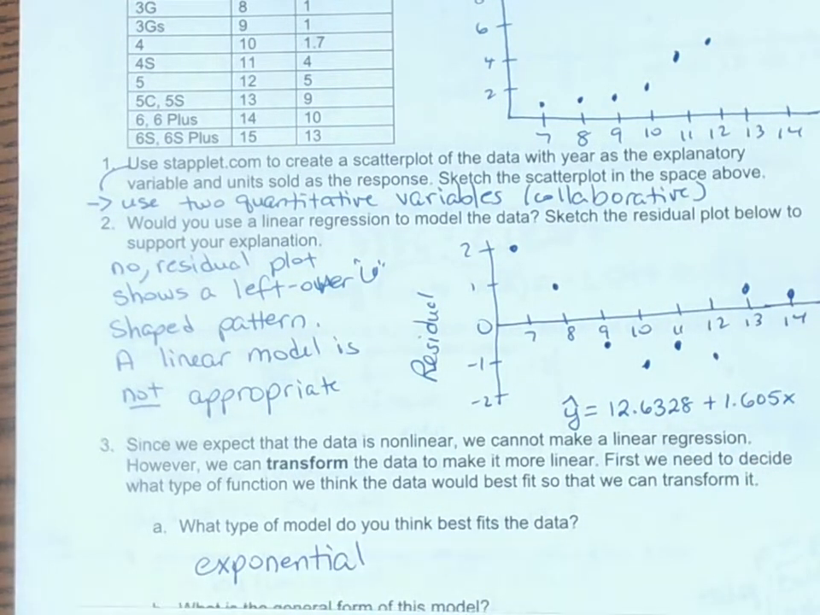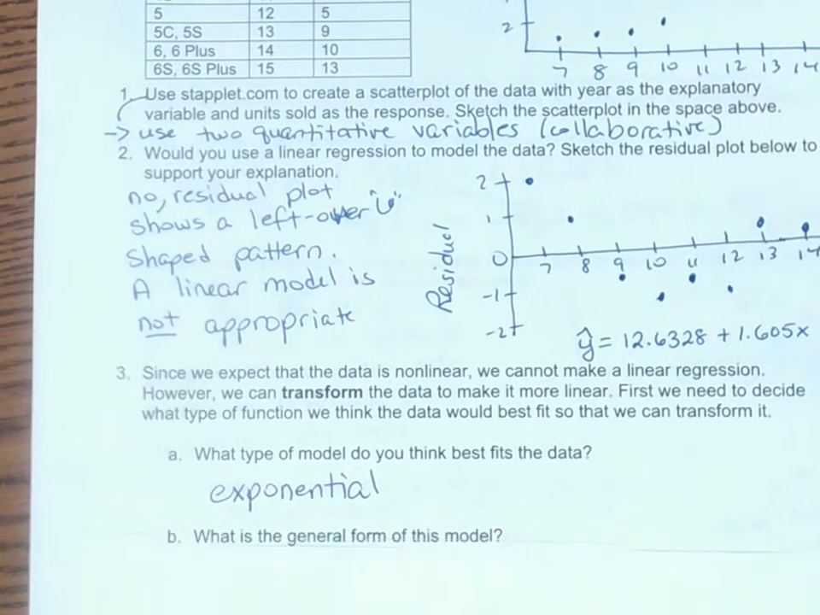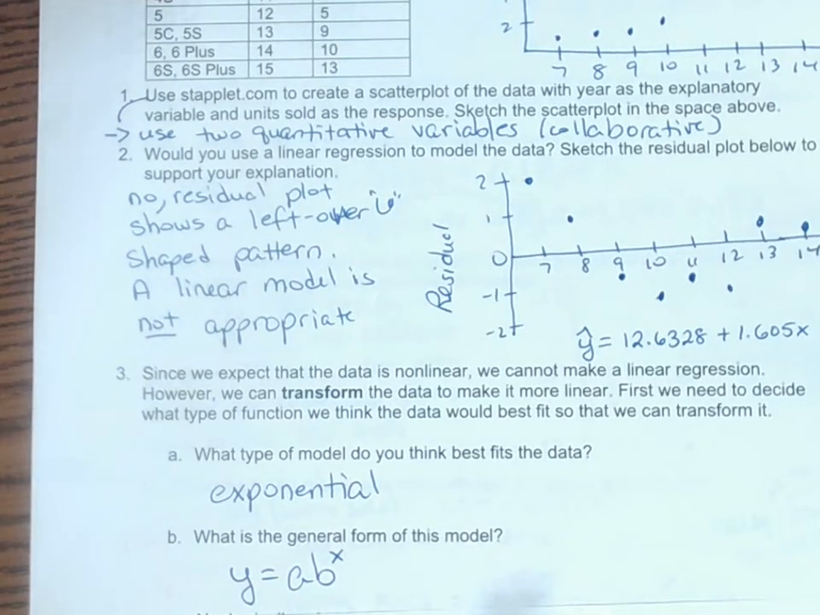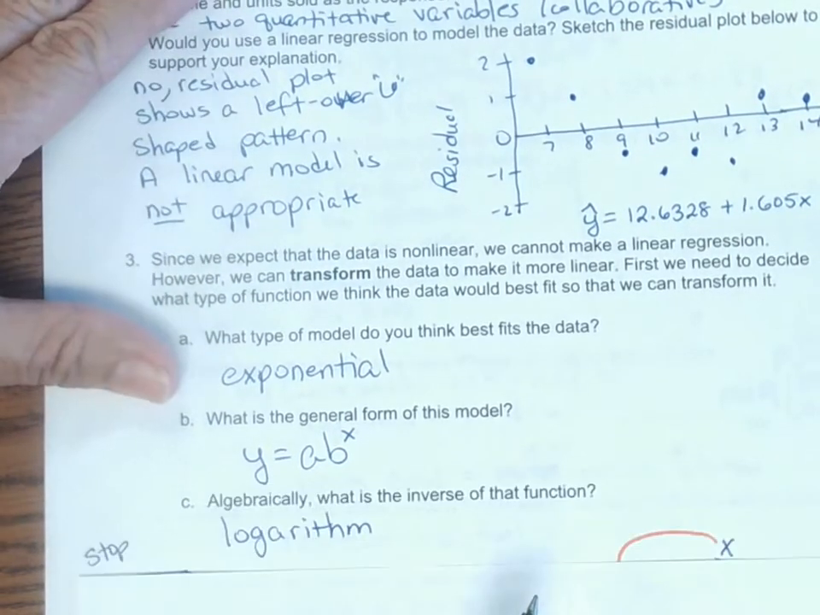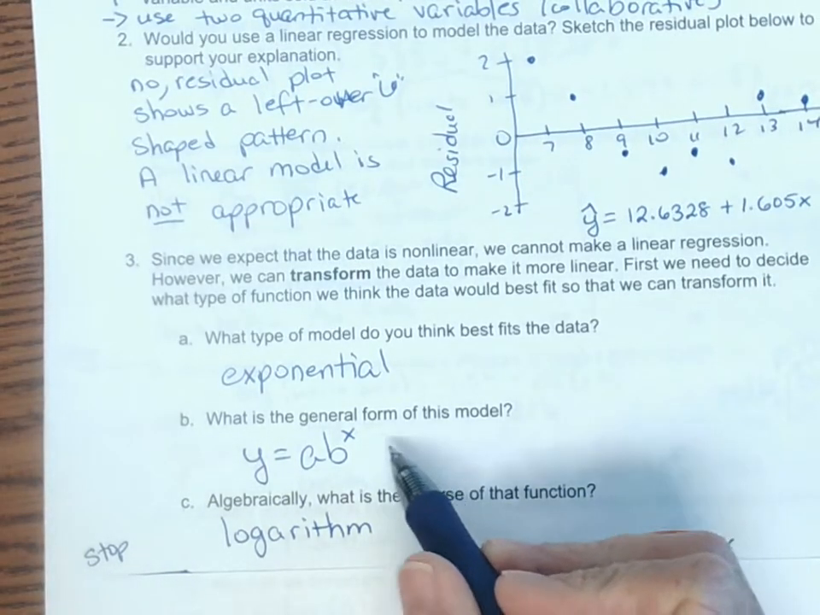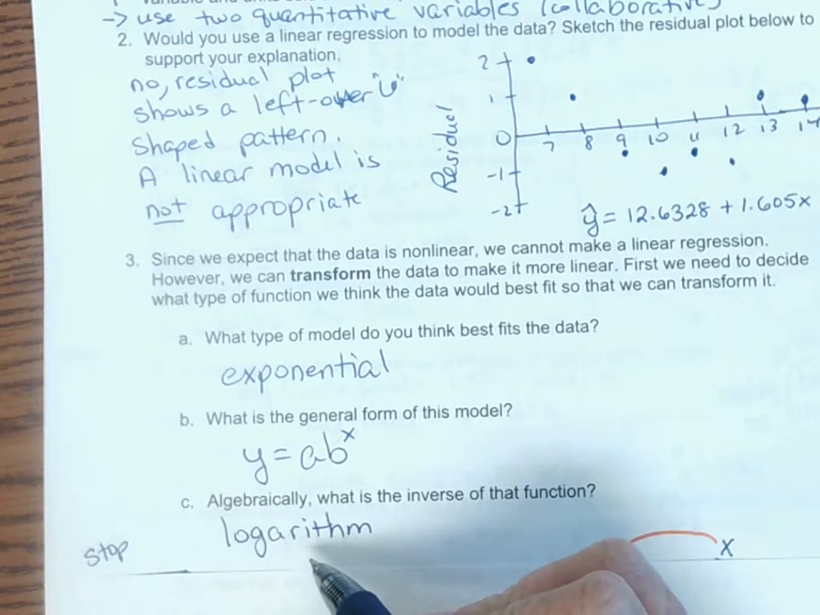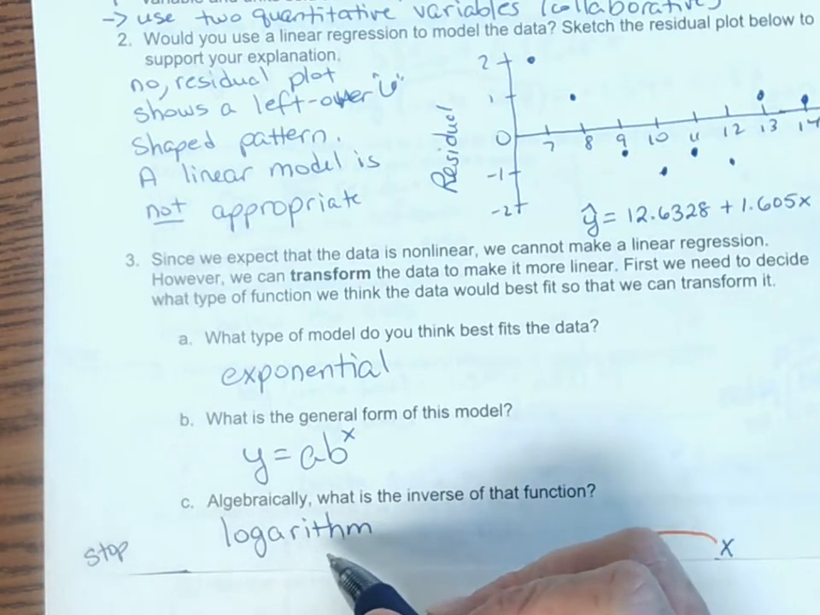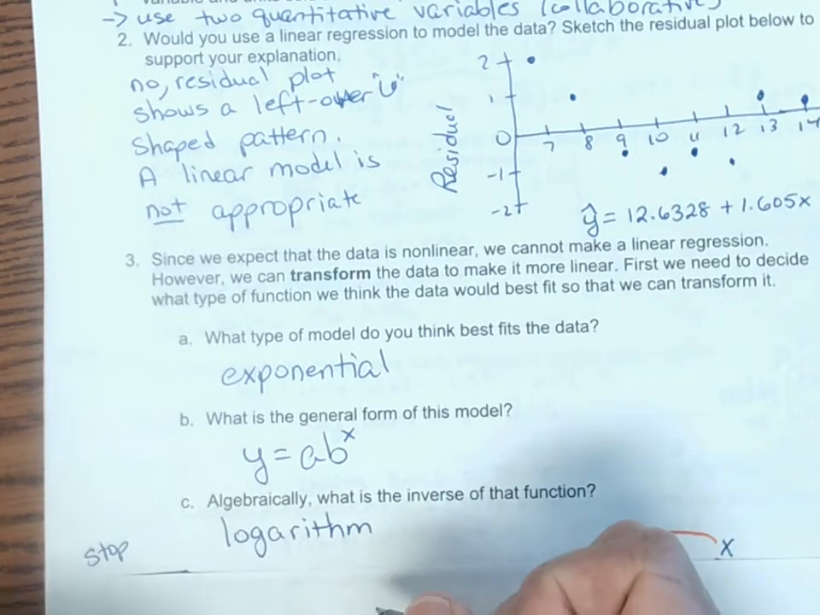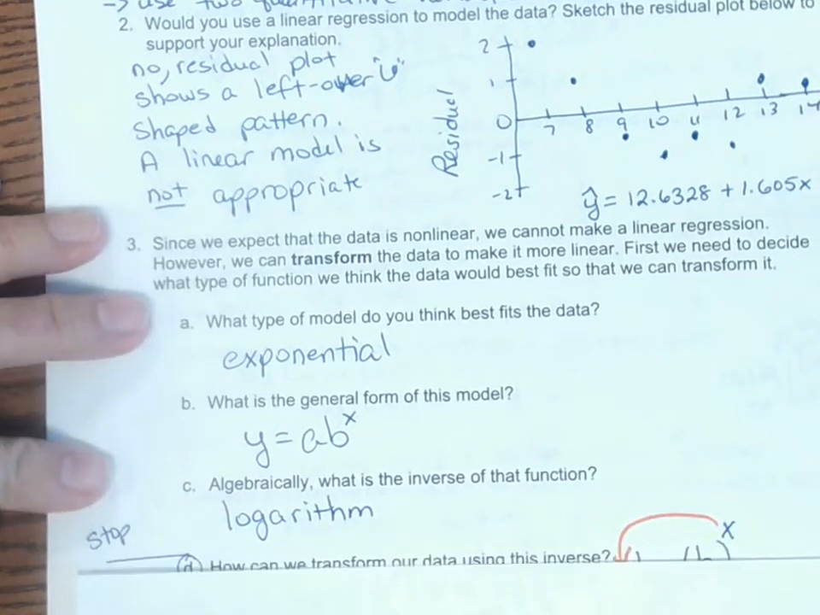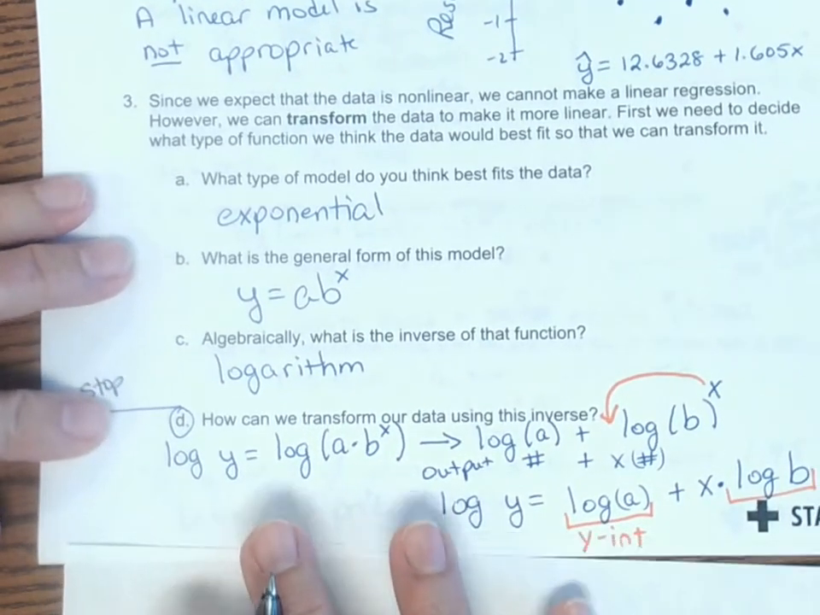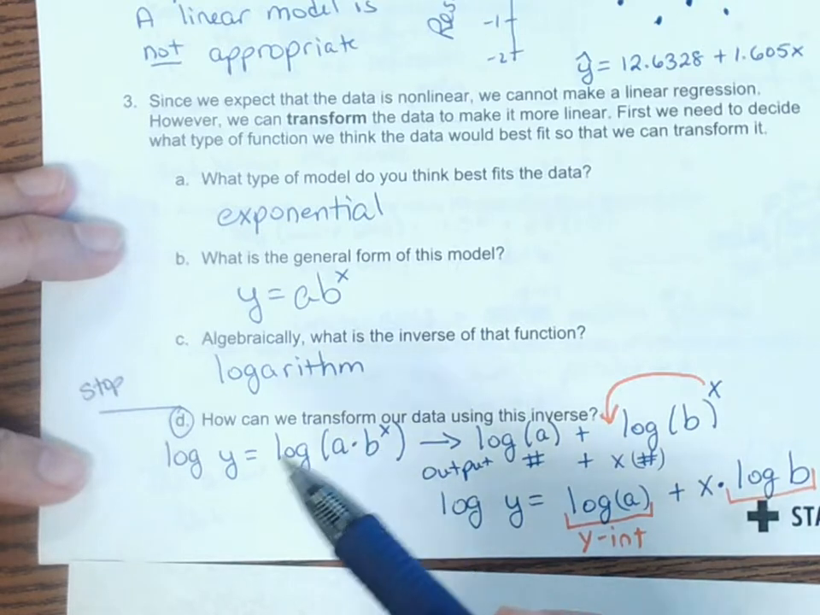And if we remember, the simplest form of an exponential equation is of the form y equals a times b raised to the x power. And the way we undo an exponential function is the inverse of it, which is a logarithm. Now, it's been a while probably since you've looked at logs and exponents, probably Algebra 2. But here's some simple rules of how we transform our data.